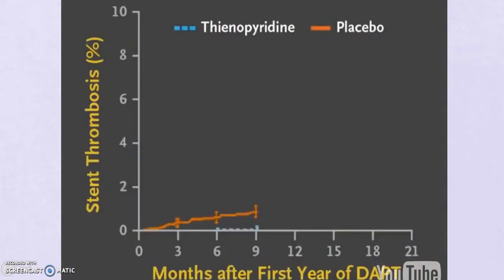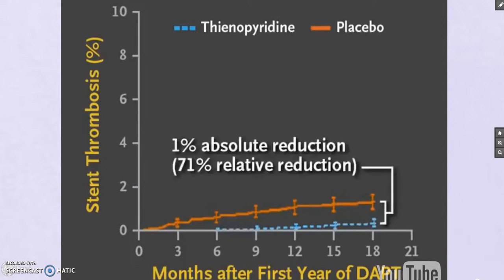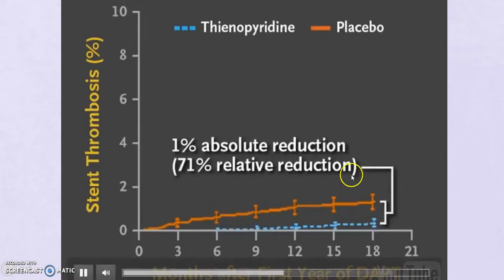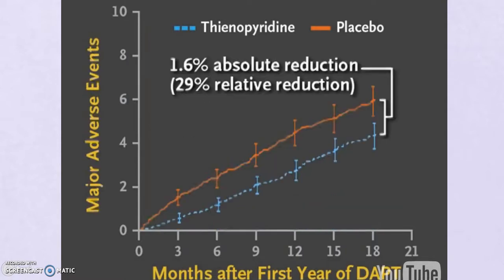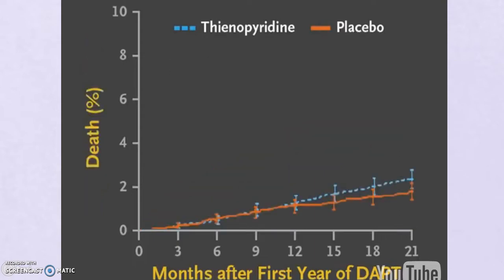As compared with aspirin alone, dual antiplatelet therapy resulted in a 1% absolute risk reduction, a 71% relative risk reduction in in-stent thrombosis, and a 1.6% absolute risk reduction, a 29% relative risk reduction in major adverse cardiac and cerebrovascular events. The rate of moderate or severe bleeding was higher in the dual antiplatelet group. At the 33-month follow-up, all-cause mortality was 2.3% in the thienopyridine arm, as compared with 1.8% in the placebo arm. This appeared to be driven by a higher rate of non-cardiovascular death that was accounted for by differences in major trauma associated with bleeding and in cancer-related death.